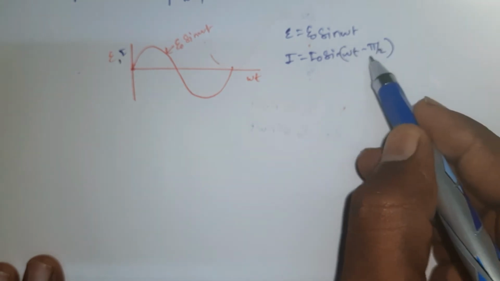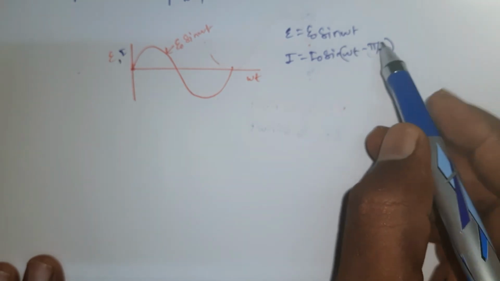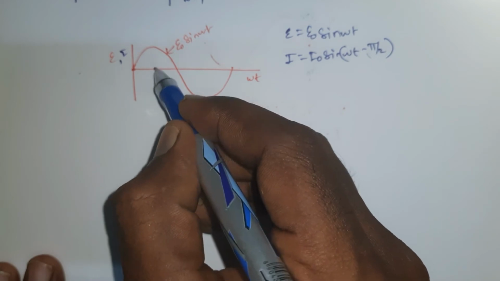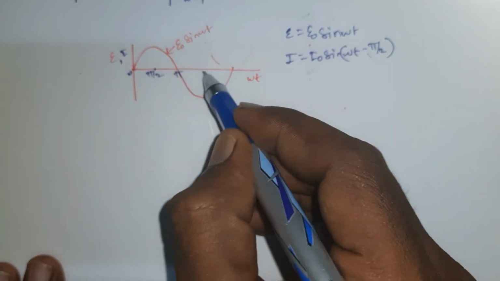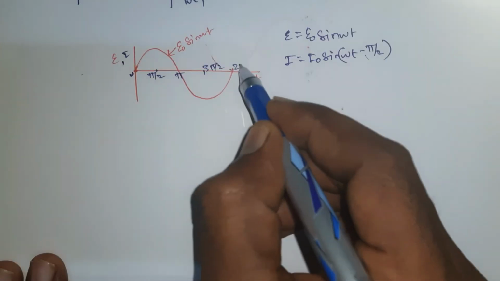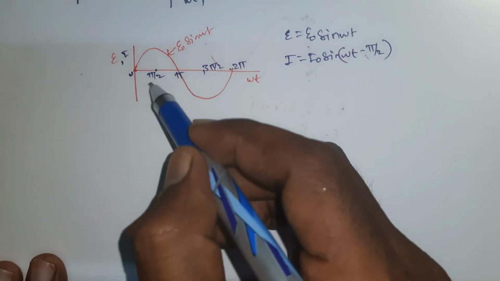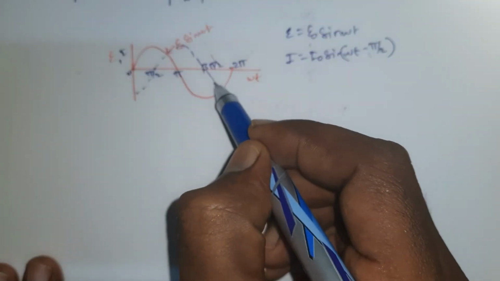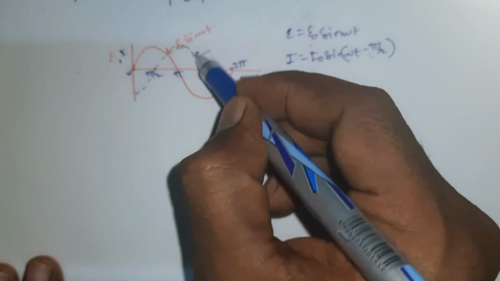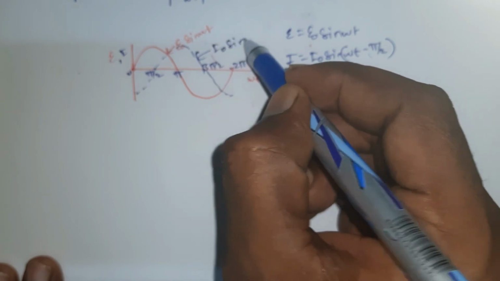So here current is lagging by pi by 2. Pi by 2 lagging means it should start at pi by 2. So 0, this is pi by 2, this is pi, this is 3 pi by 2, this is 2 pi. So the current should start from this pi by 2. This blue line represents I naught sine omega t.